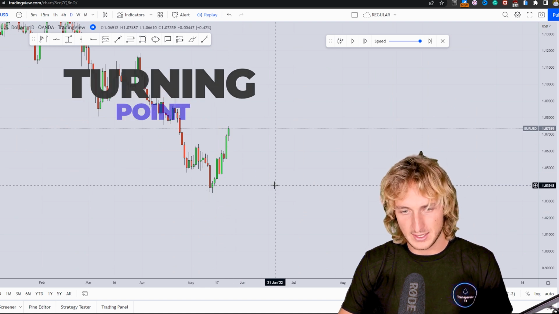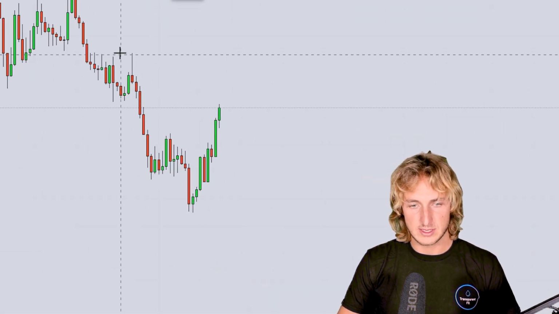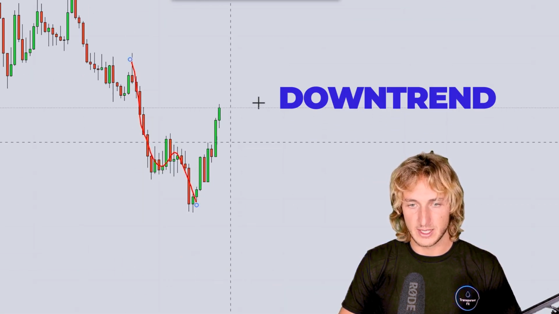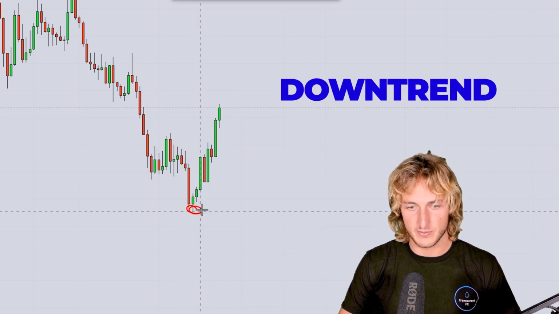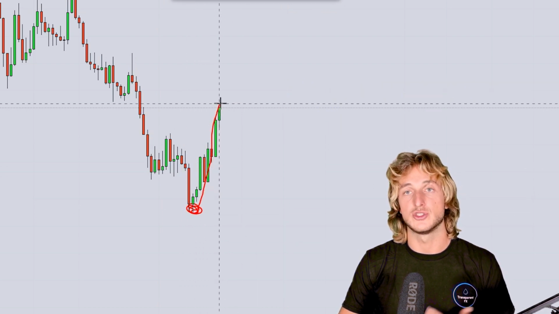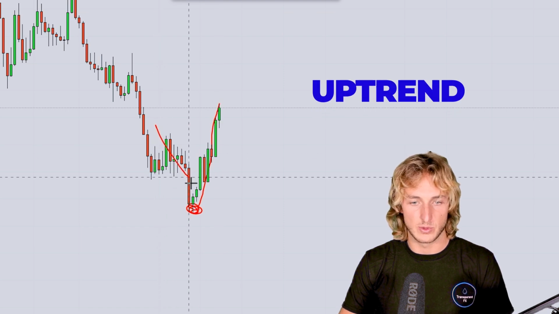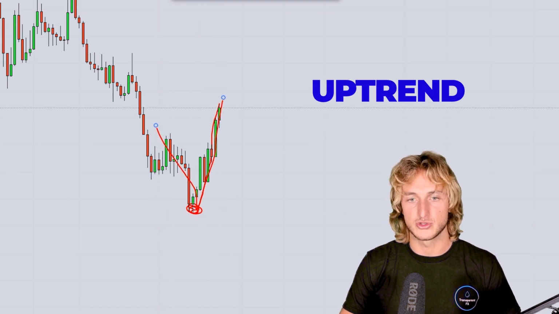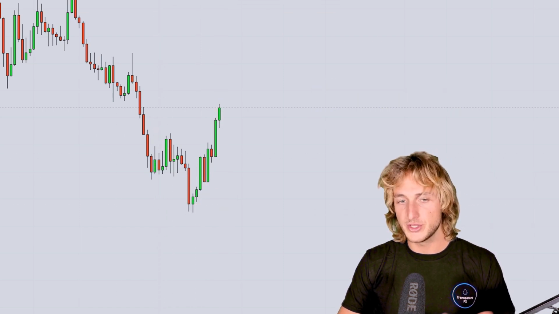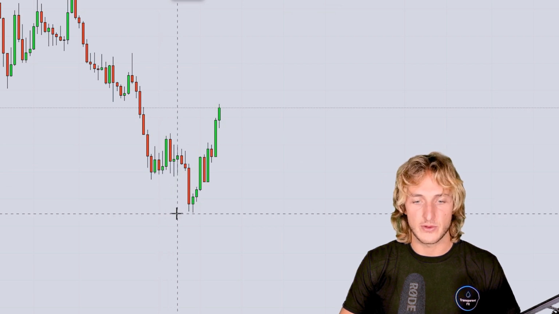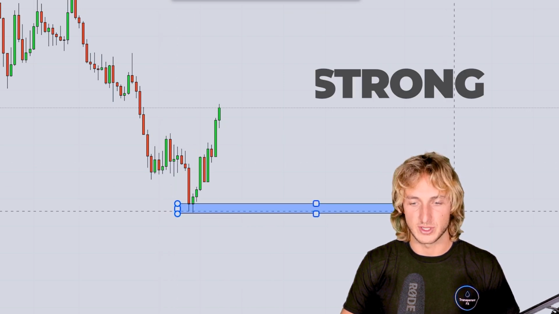For example, taking this one here, what we can see is that the market here was trending to the downside. Exactly at this area, at this price, the market shifted its direction. It was going to the downside, it started trending higher. What this shows is that at this area, we were having very strong demand.